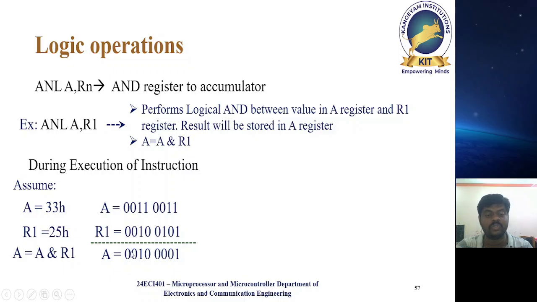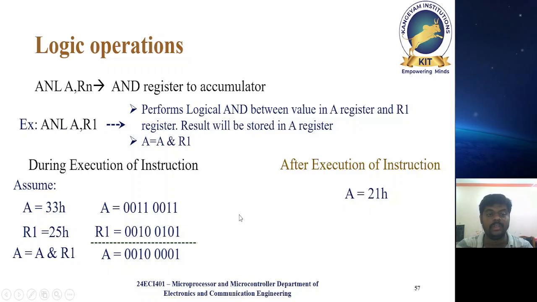This result will be stored in A because A is the destination register. So the result will be stored in A register. This is our 21, which is the binary representation 0010 0001. This is the result. This is how logical AND operation will be performed.